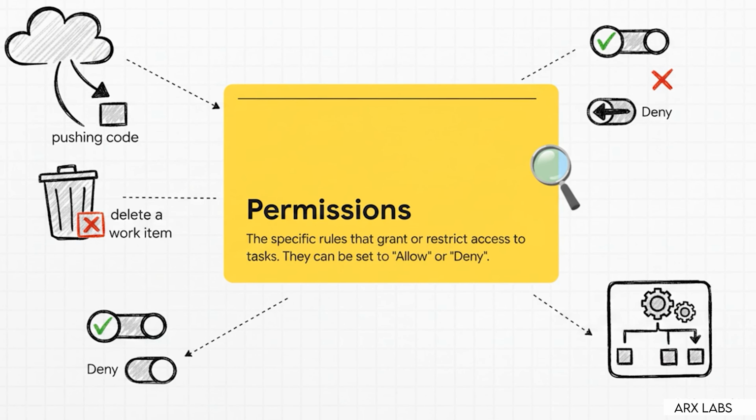And that brings us to our third and final building block, the permissions themselves. This is where the rubber meets the road. These are the specific rules. You know, the you can do this and you can't do that. Can this group of users push code to the main branch? Can they delete a critical work item? Can they kick off a new pipeline? Every single one of those actions is controlled by a permission that you'll set to either allow or deny.